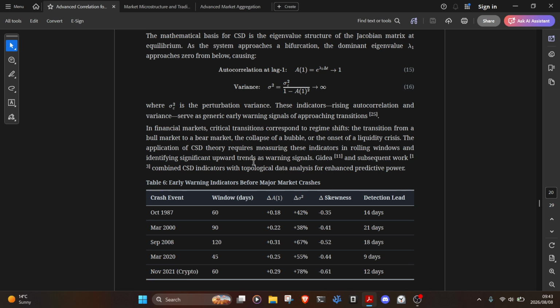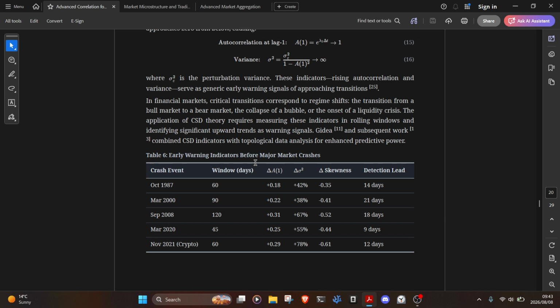In financial markets, critical transitions correspond to regime shifts. The transition from a bull market to a bear market, the collapse of a bubble, or the onset of a liquidity crisis. The application of CSD theory requires measuring these indicators in rolling windows and identifying significant upward trends as warning signals. Reference 11 and subsequent work of reference 13 combined CSD indicators with topological data analysis for enhanced predictive power. And you have a table over here, which is early warning indicators before major market crashes.